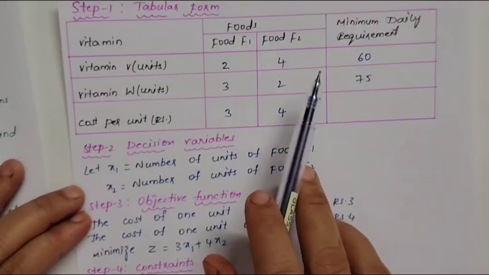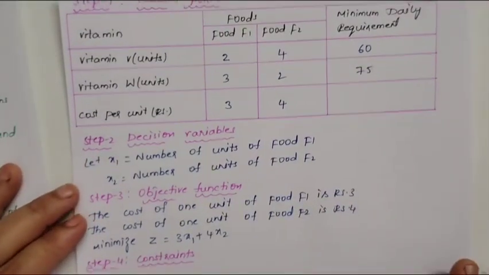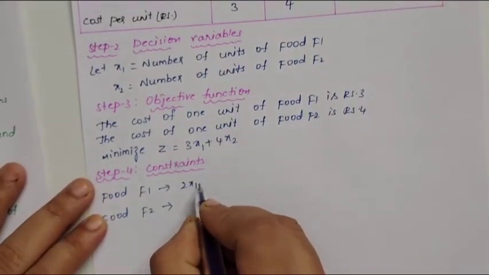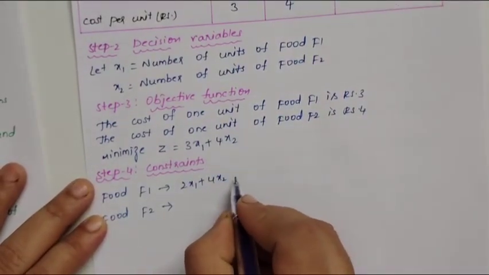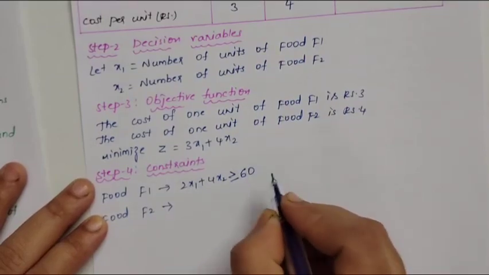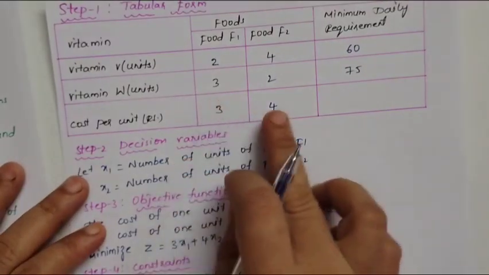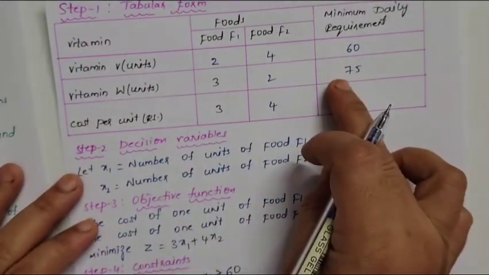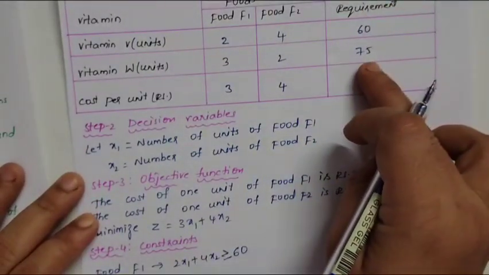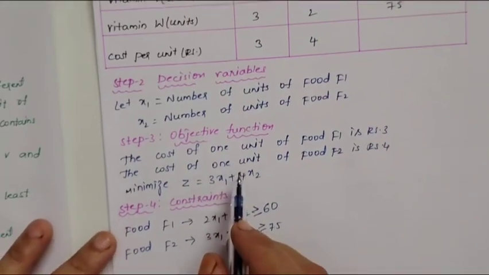In the previous problem, we wrote less than or equal to, as it was a maximization problem. So for vitamin V, we will write 2x1 plus 4x2 greater than or equal to 60, the given daily requirement. For vitamin W, it is 3x1 plus 2x2 greater than or equal to 75. The minimum daily requirement is 75. Here we have the constraints and the objective function.